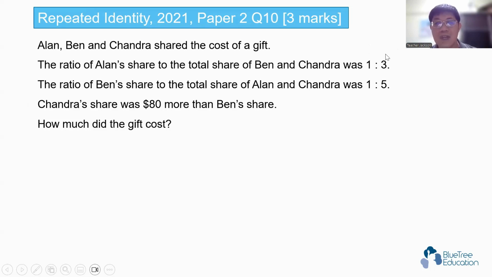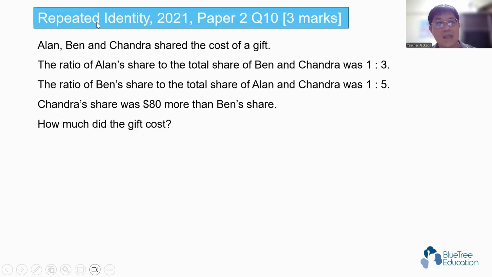So we have the ratio here. And then the third line, the ratio of Ben's share to the total share of Alan and Chandra was 1:5. Again, we have another ratio here, right? Then the fourth line is Chandra's share was $80 more than Ben's share. How much did the gift cost?